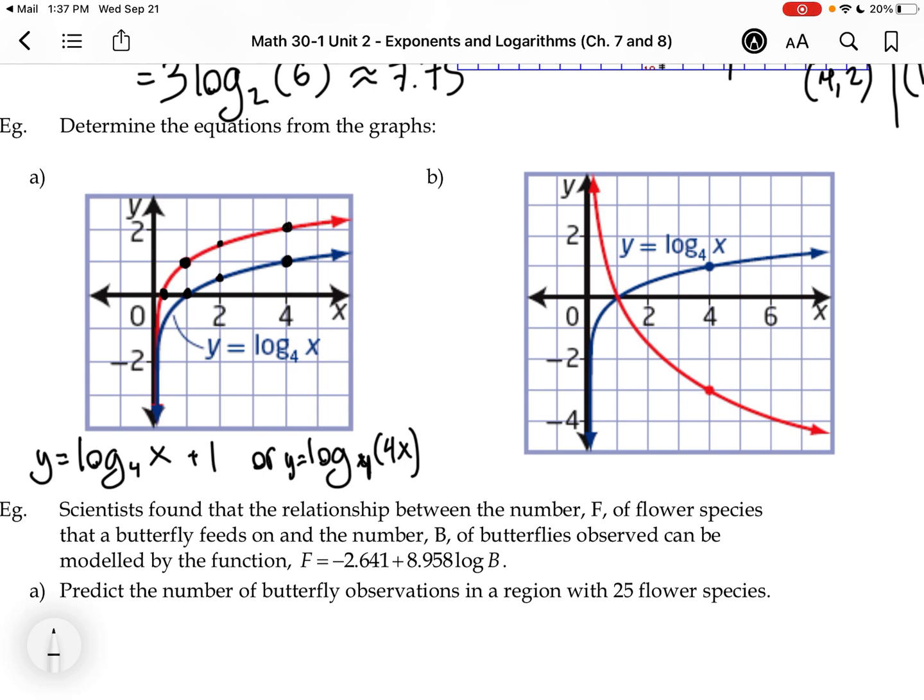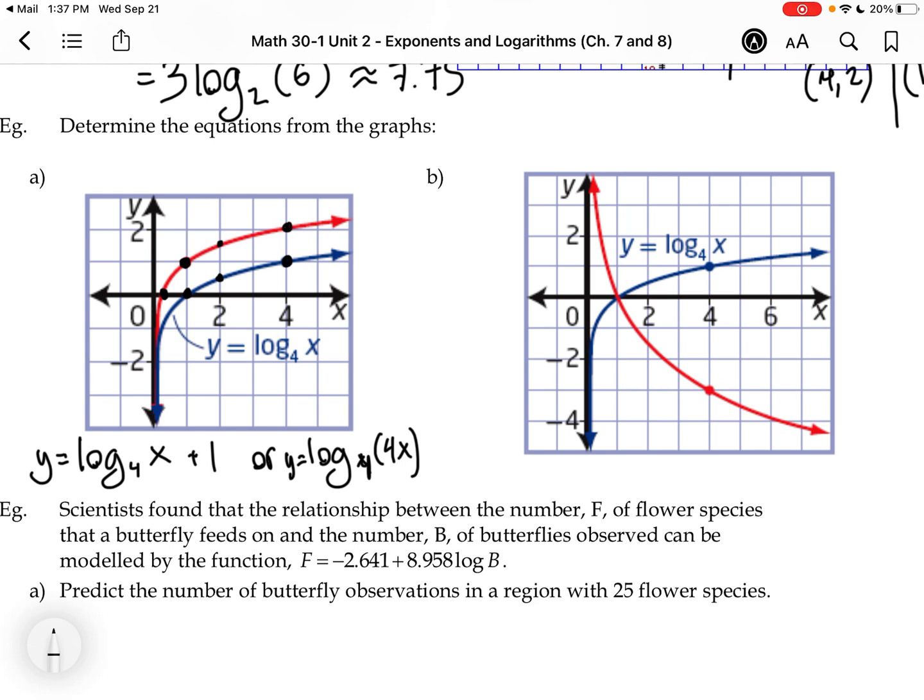We've got the same base function, y equals log base 4 of x. And right away, I can tell that there has been a vertical reflection, because the orientation of the function has flipped over the x-axis. So that has for sure taken place.